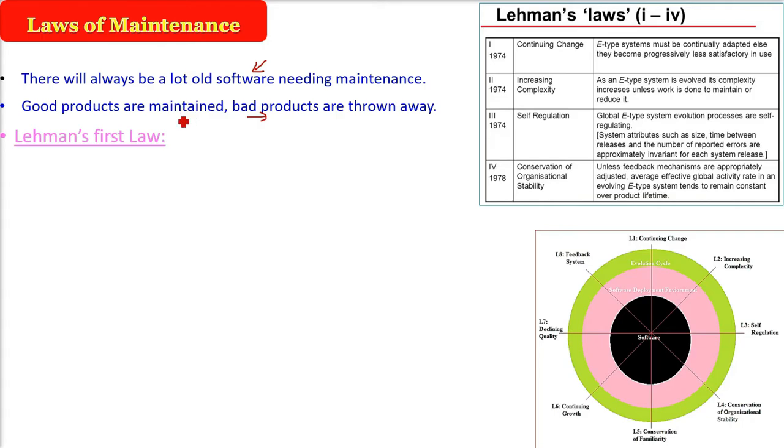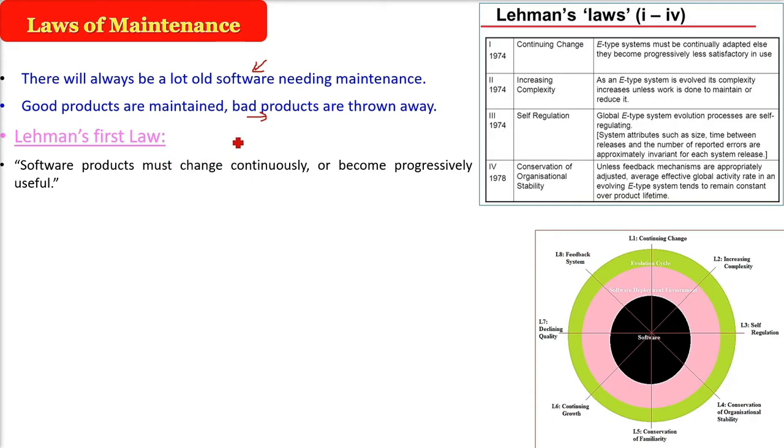The first one is Lehman's first law. These laws are very common sense laws, but since he predicted and presented them, they are laws. The first law is: software products must change continuously. If they are not changing continuously, they will be useless. They are useful only when they are evolving, modifying continuously, and becoming progressively useful. Otherwise, they will be useless.